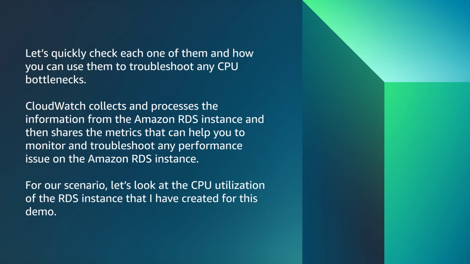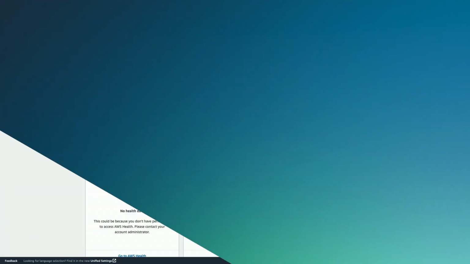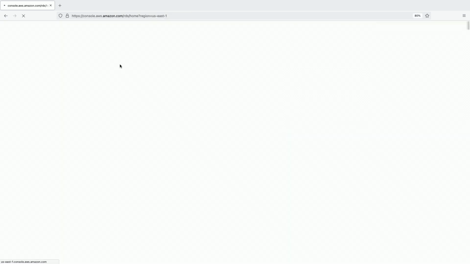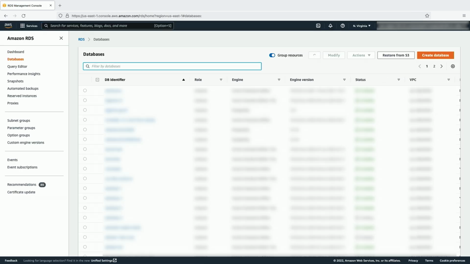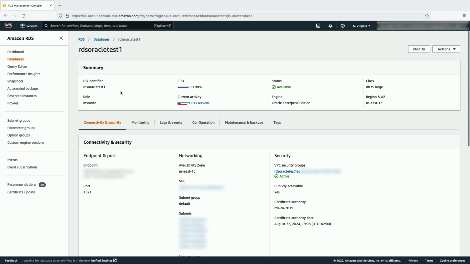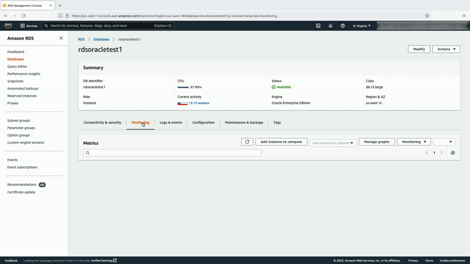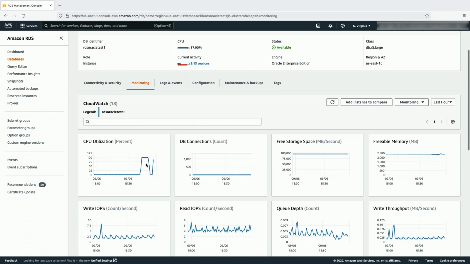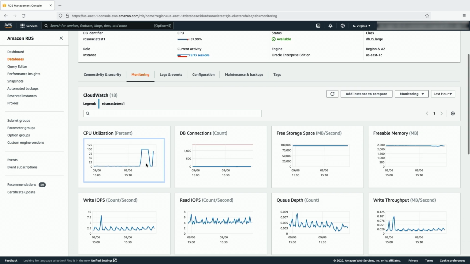For our scenario, let's look at the CPU utilization of the RDS instance that I have created for this demo. Let's go to the AWS Management Console and then navigate to the RDS console. In the navigation pane, choose the monitoring tab and select CloudWatch Metrics. From the metrics, we can observe that the instance CPU utilization is high.